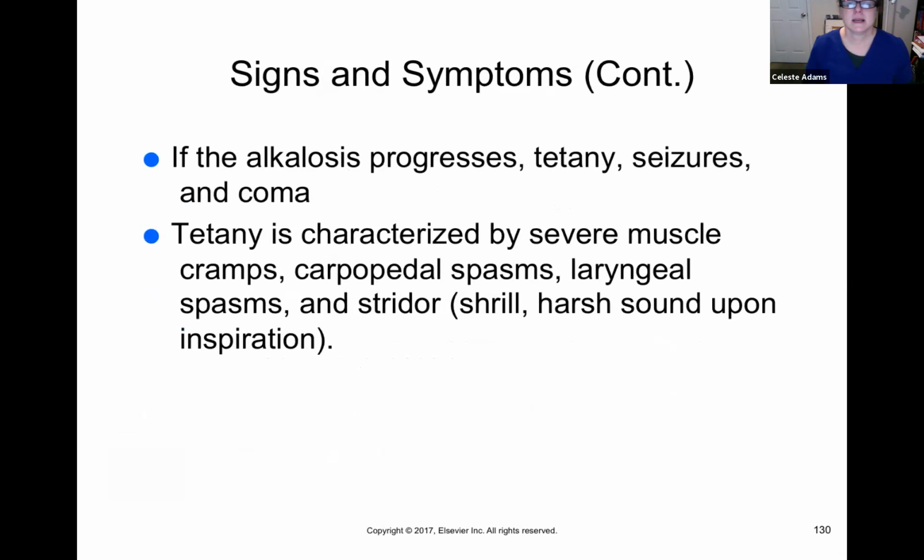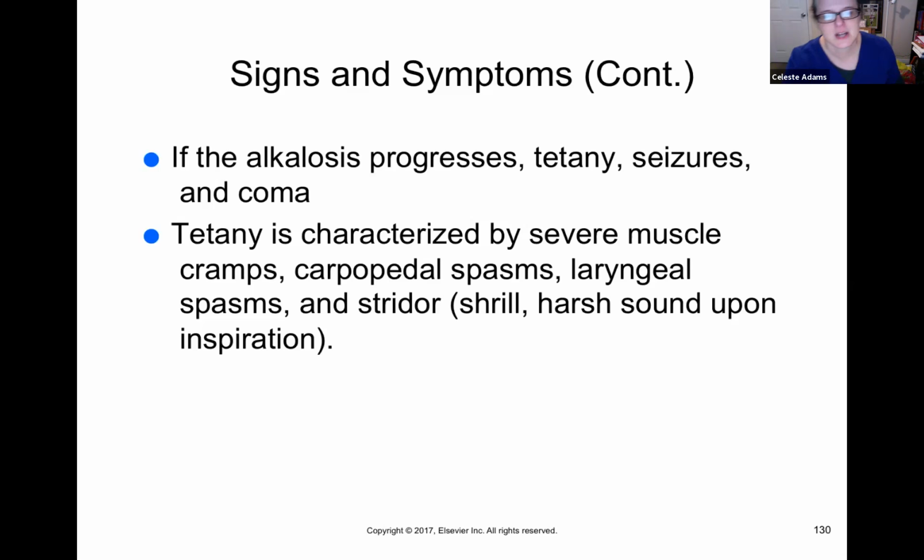Next, if the alkalosis progresses, tetany, seizures, and coma will come about. This is in metabolic alkalosis, base is too high, kidneys are in trouble. If the alkalosis doesn't get corrected, if that base keeps getting higher and higher, you'll get tetany, seizures, and coma. Tetany is characterized by severe muscle cramps, carpopedal spasms, laryngeal spasms, and stridor, a shrill, harsh sound upon inspiration.